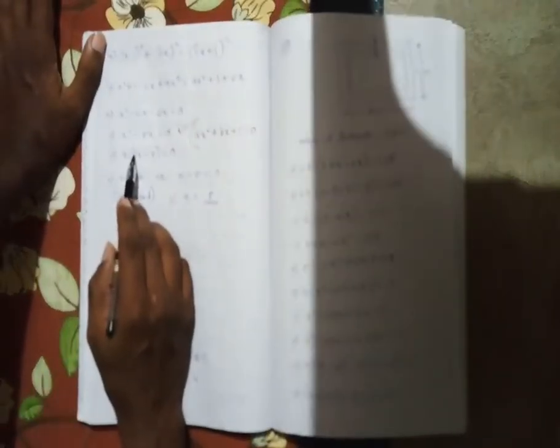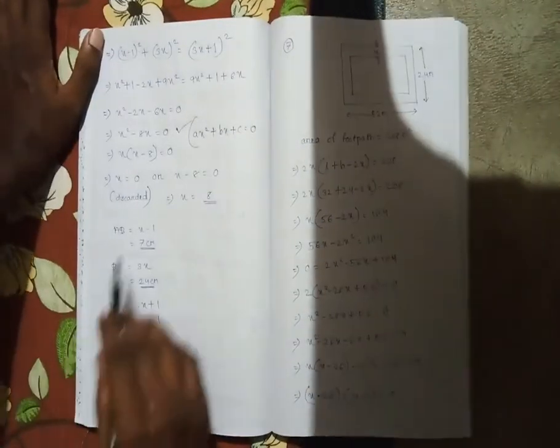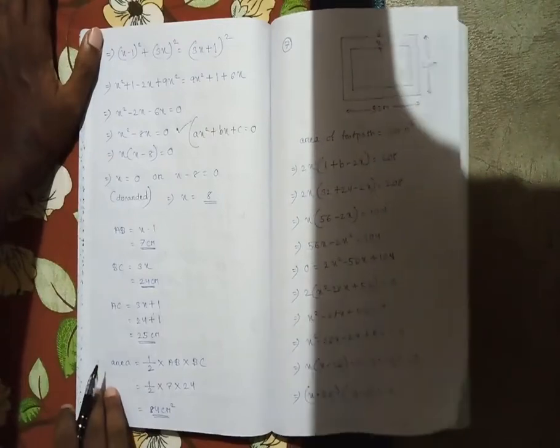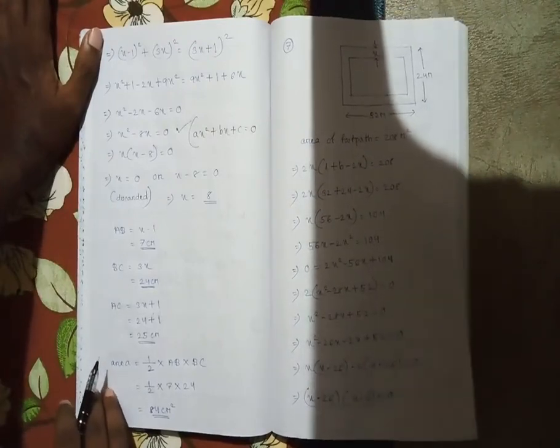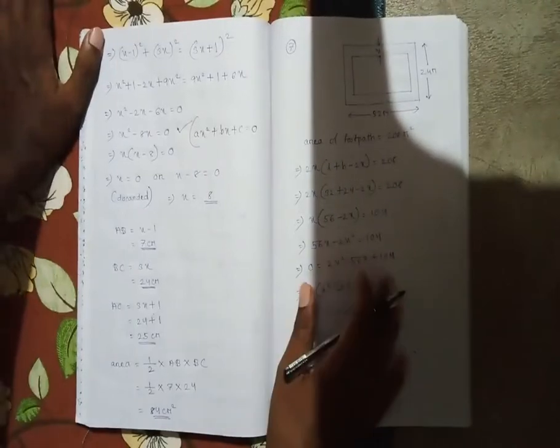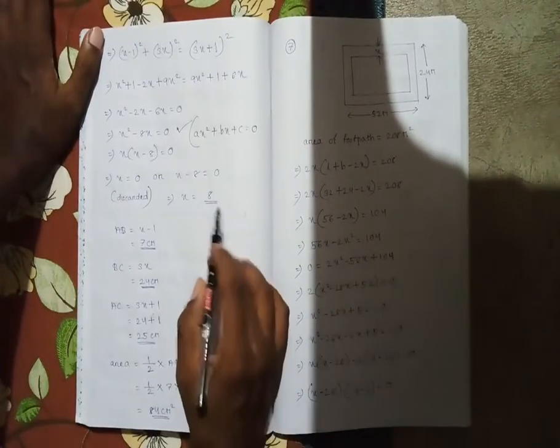So again factorizing, x into (x minus 8) is equal to 0, means x is equal to 0 or x is equal to 8. 0 is not possible, because if you take 0, then one of the sides will be 0, which is not possible. So x equal to 0 is discarded, x is equal to 8.